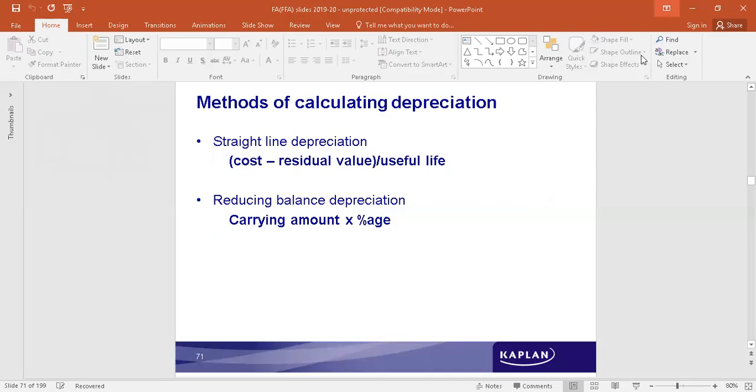There are two methods. The first is the straight line method. The cost minus any residual value is the depreciable amount. This depreciable amount divided by the life of the asset is the amount of depreciation charged according to the straight line method.